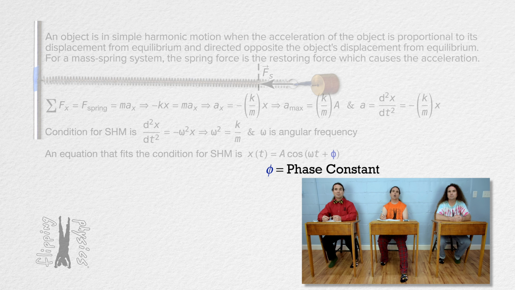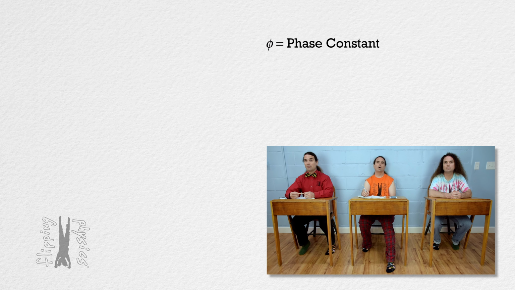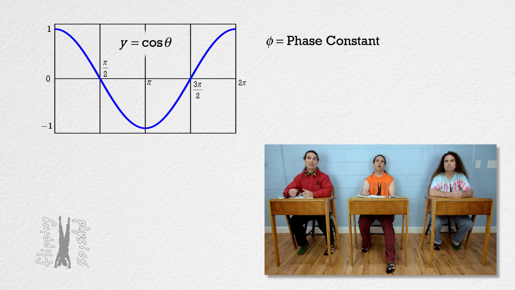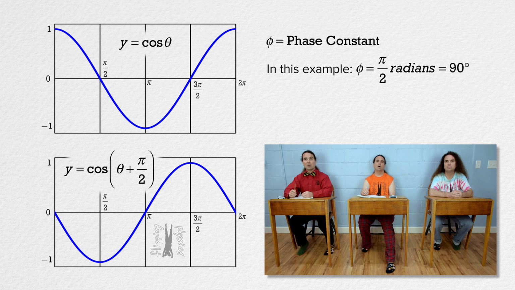For a simple example, we can look at the graph of y equals cosine theta with theta in radians and compare that to the graph of y equals the cosine of the quantity theta plus a phase constant of pi over 2 radians. You can see that the cosine graph is phase shifted to the left by pi over 2 radians, which is also 90 degrees. That is what the phase constant does. It shifts the location of the cosine or sine wave along the horizontal axis.